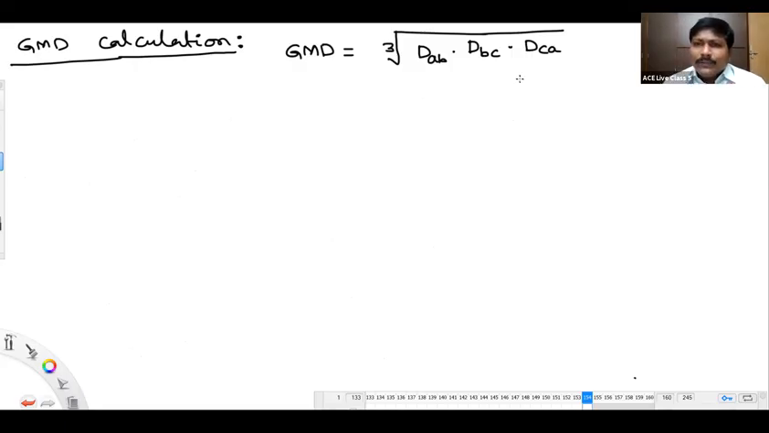Not only that, as phase A consists of two conductors, B has two, and C also has two, let me write it in some way that D AB is the equivalent gap, the effective distance between phase A and phase B. Effective mutual distance between B and C, and between C and A. So let's say D AB equivalent now.